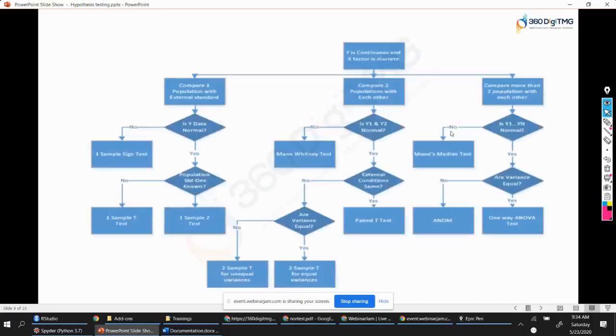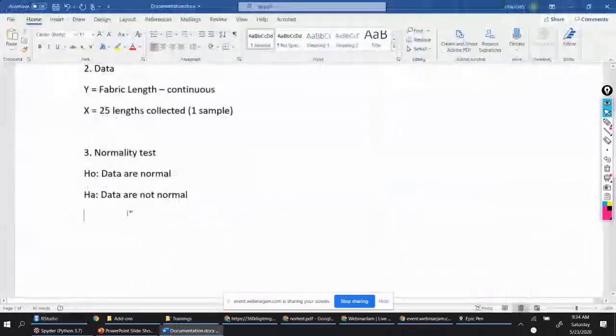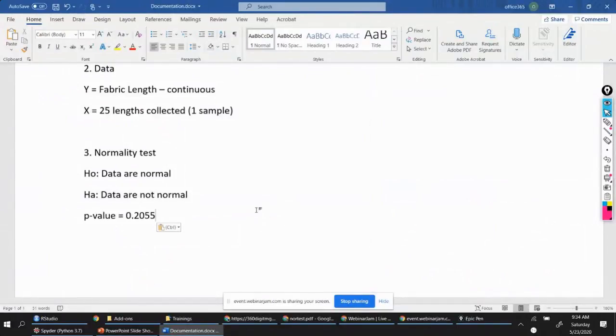All right, so let us proceed further with the discussion. We are doing an Anderson-Darling test and we get a p-value. Let me record this p-value. I will copy this and record it into my documentation. The p-value I got is 0.2055. Remember, this p-value has to be compared with alpha, and that alpha is the industrial standard. Alpha is 5%.